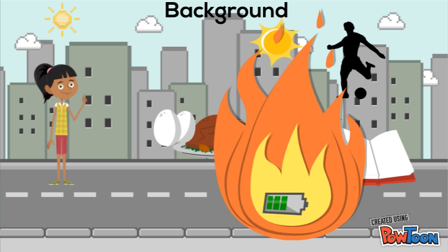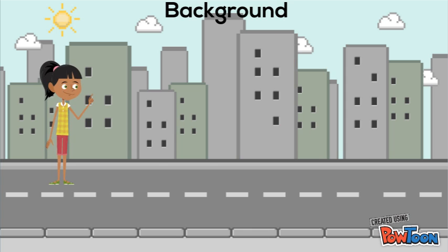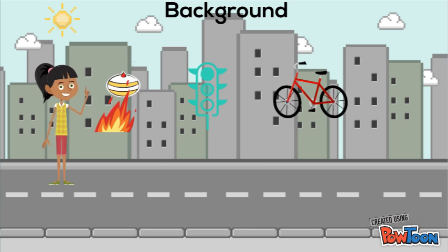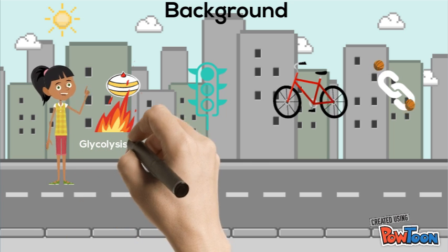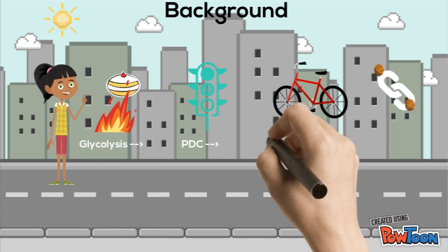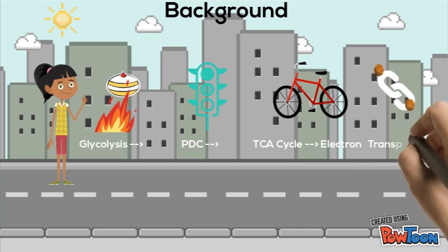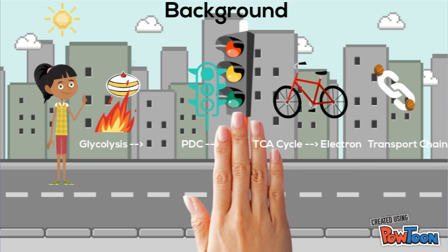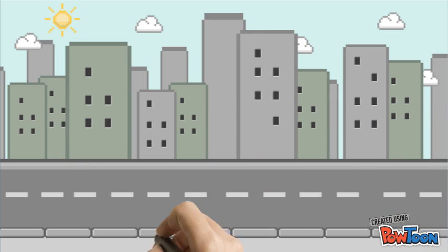Amongst these metabolic processes, there are several steps that aid in the production of ATP, including glycolysis, PDC, the TCA cycle, and the electron transport chain. In this video, we will be covering the process of PDC, or the pyruvate dehydrogenase complex. PDC is essentially the traffic director between glycolysis and the TCA cycle.